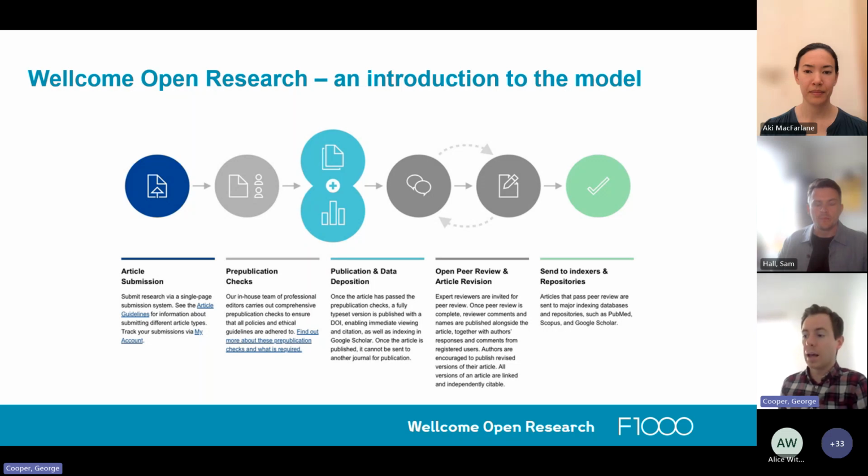And at that point, our team of in-house editors will start to invite qualified peer reviewers to conduct open peer review and recommend revisions to your article. You'll be invited to respond to the comments that you receive and to revise your article accordingly until it has passed peer review, and the different versions of your article will be published and linked together on the platform as well. Then once your article has been approved by the peer reviewers, it will be sent to further indexes and repositories such as PubMed and Scopus.